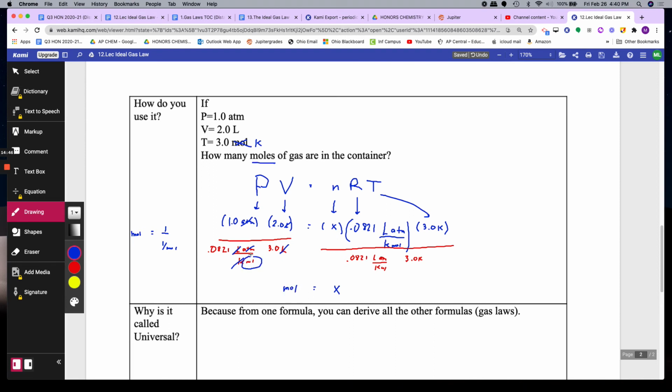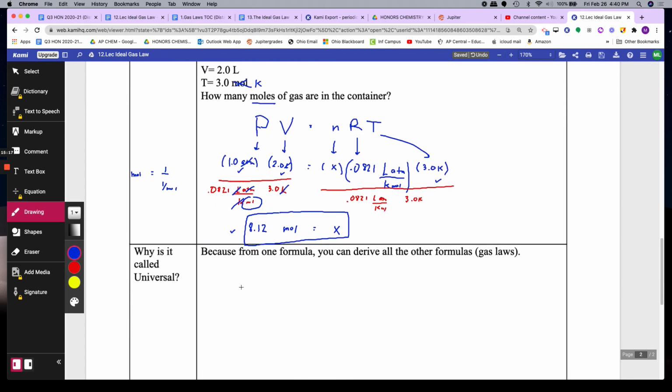Do you see that? Okay, so when you plug it in, you go 1 times 2 divided by 0.0821, divided by 3, which is 8.12. So what that means is you now know how many moles you have in that container by measuring all these things that you can measure outside of it. You can't really see the moles, but now you can get it, which is very powerful. Okay?